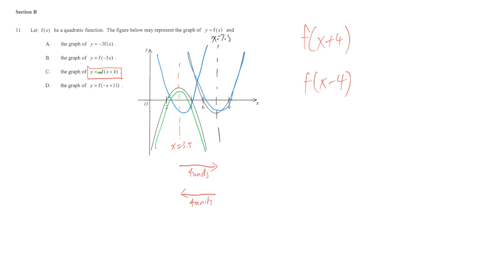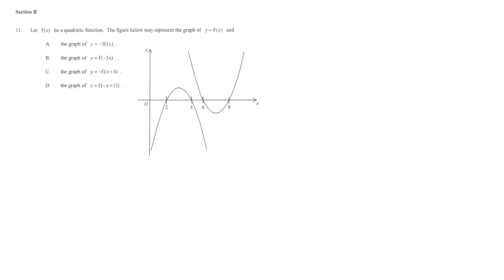But why are answers A and B nonsense? First, if this is just x, that means we don't shift left or right, so it may be maintained here. Then we just flip it. So if this is the original one, then there is a function which is flipped like this. This is y equals negative f(x). But however, we have negative 3, so it will change more quickly, more vigorously. So this is y equals negative 3 f(x). So it obviously does not match our situation.